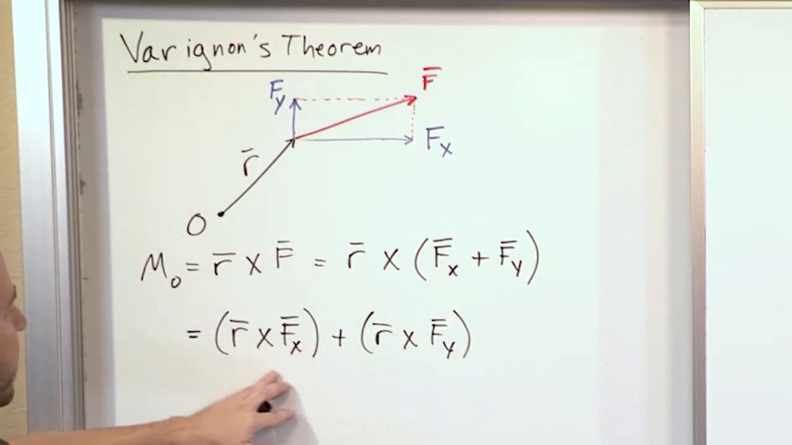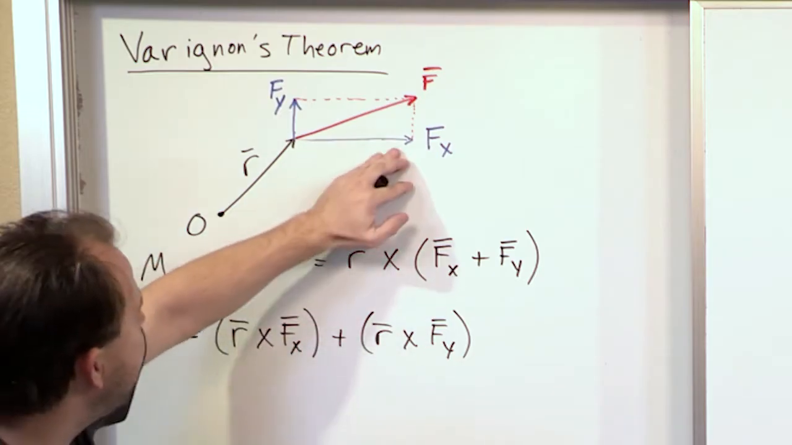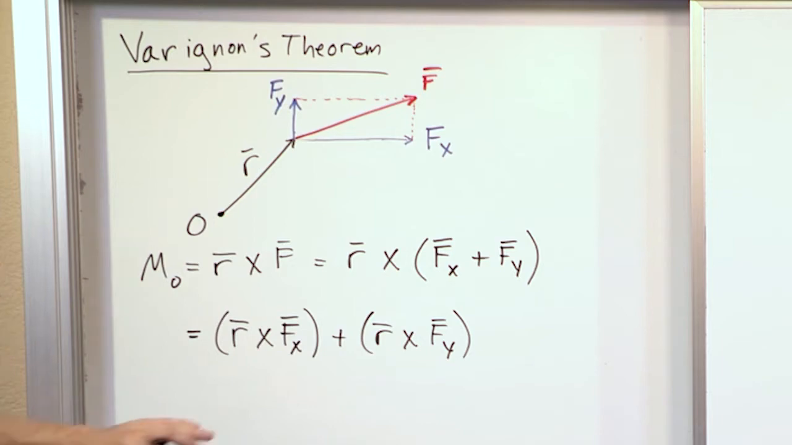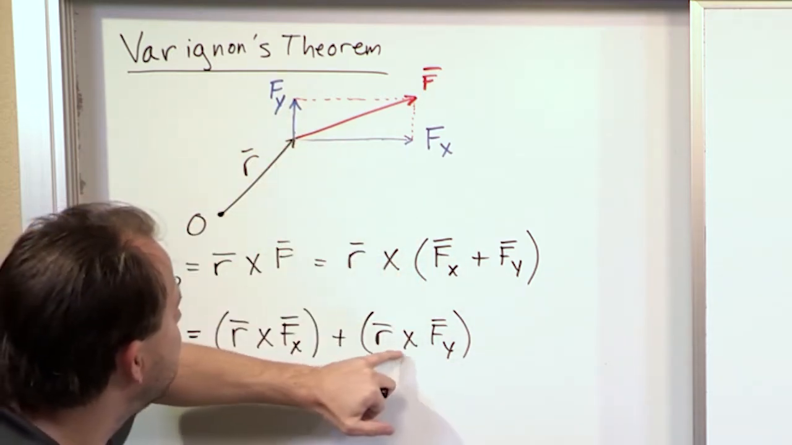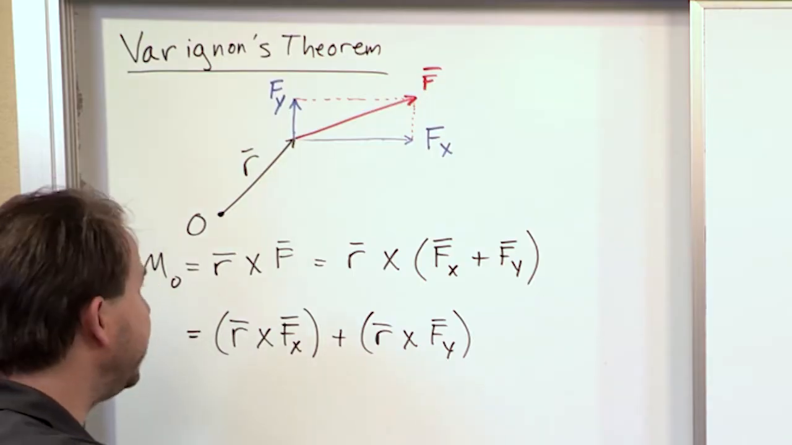So far this shouldn't come as a surprise. This is the moment about O due only to the Fx component of the force. It's just this vector crossed with R. That gives me the moment due to this one. Here we have R cross Fy, so it's the moment due solely to the vertical force.